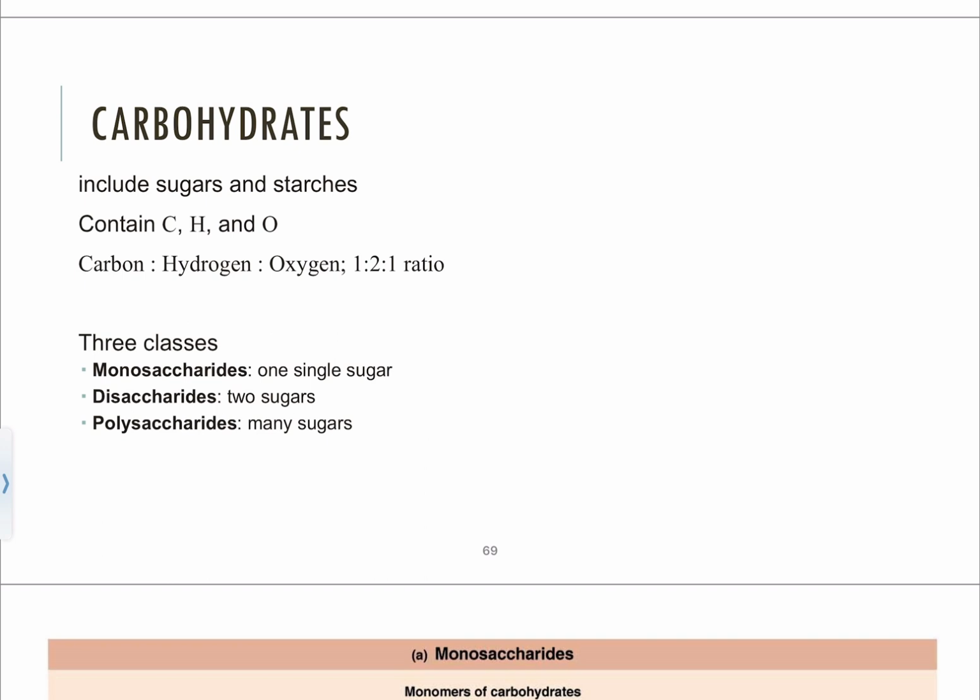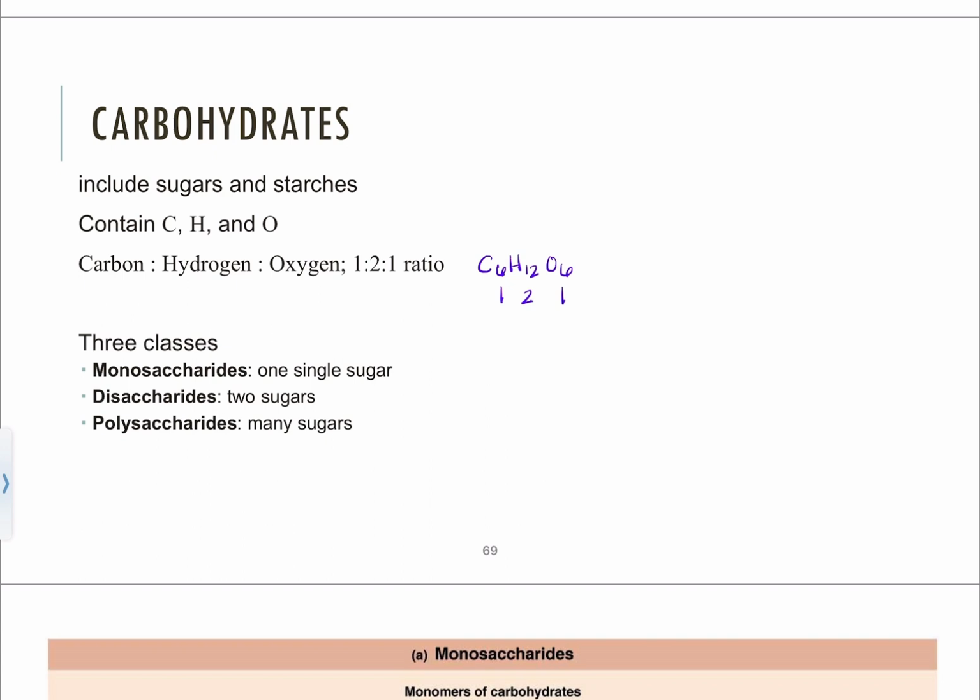And not only do they contain these 3 atoms, but they contain them in a specific ratio, which is 1 to 1. So for example, glucose is C6H12O6. If we look at the number of each one of these atoms, it falls into a 1 to 1 ratio. There's 3 main classes of carbohydrates.